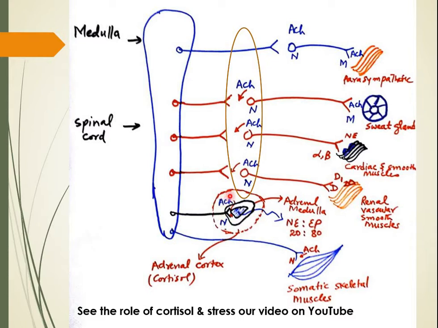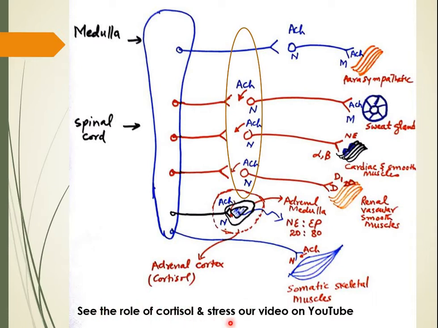But I have drawn a circular cortex region here and mentioned that the adrenal cortex secretes cortisol, because cortisol has a close relationship with stress and the sympathetic division of the autonomic nervous system, where the negative feedback fails on stress and the role of cortisol.